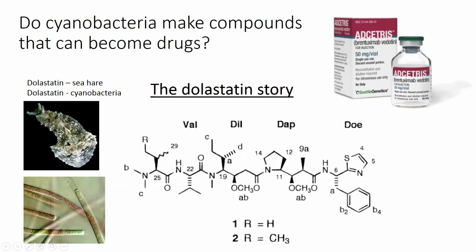Well, it turned out that the sea hare was eating the cyanobacteria, and it was concentrating the dolastatin in its body to ward off predators. So how cool is that story? And it took many, many years later, but I think it was 2015 or maybe 2014, this molecule was ultimately turned into an antibody drug conjugate. That's a specific type of drug, and it's used against cancer. And it's called brentuximab vedotin. So, a really great story when it comes to cyanobacteria.